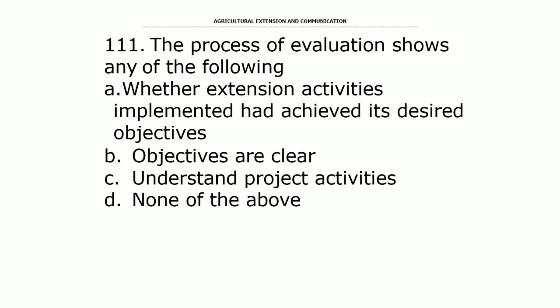Number 111. The process of evaluation shows any of the following. A. Whether extension activities implemented had achieved its desired objectives. B. Objectives are clear. C. Understand project activities. Or D. None of the above. The answer is whether extension activities implemented had achieved its desired objectives.